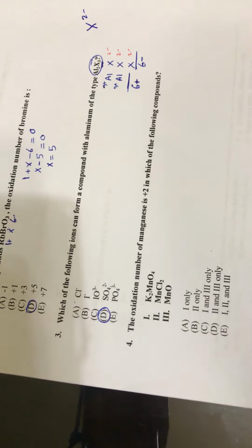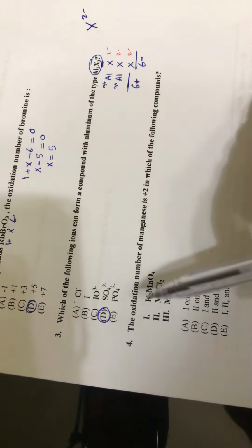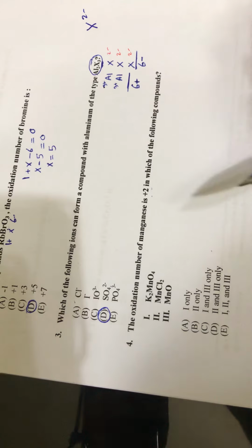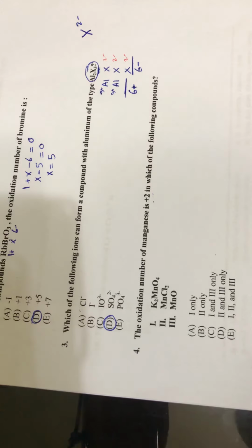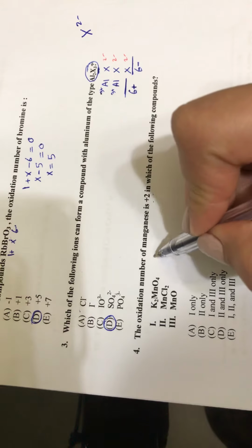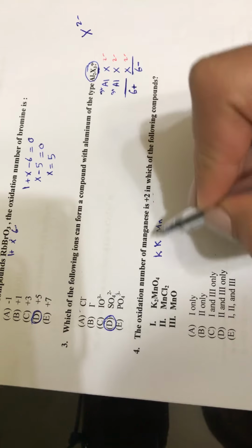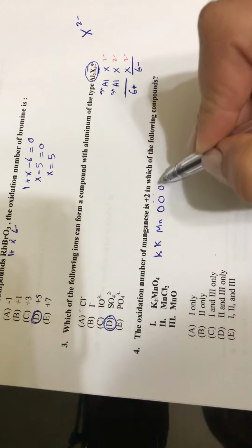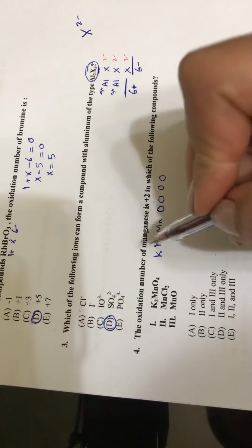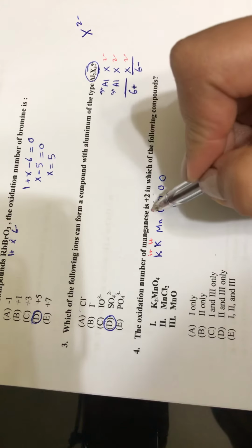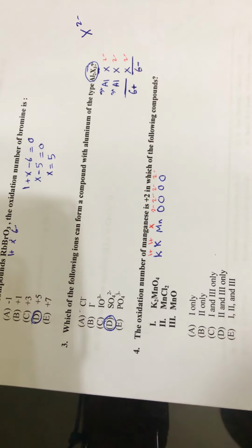Question number 4. The oxidation number of manganese is +2 in which of the following compounds? Okay, for the first one, you have 2 potassium atoms, 1 manganese, and 4 oxygen atoms. Potassium is in group 1, so +1. Oxygen, according to the rule, carries -2. And for manganese, you have to calculate the oxidation number.